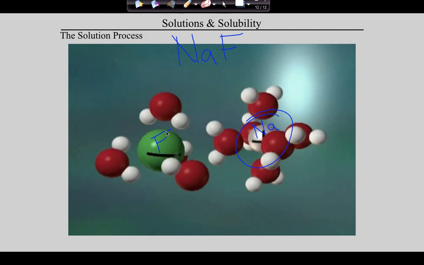So what will a negative fluoride hook up with? The positive hydrogen or the negative OH? Positive hydrogen. So this will literally steal a hydrogen off of water, releasing OH into solution and forming a basic solution. So if you put sodium fluoride in water, what's going to happen to the pH? It's going to go up because it becomes basic. Does that make sense? You okay?